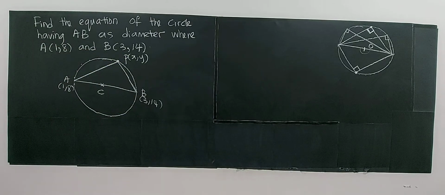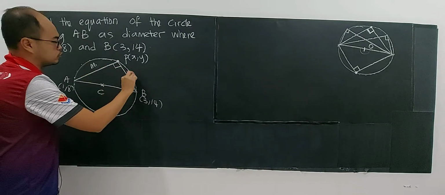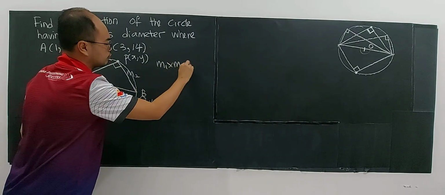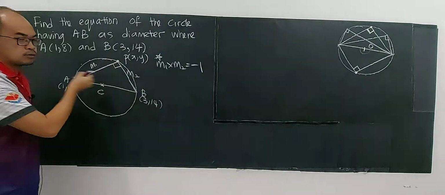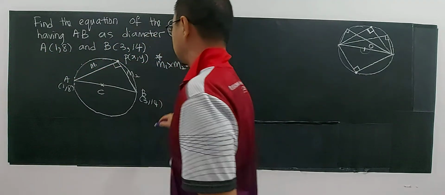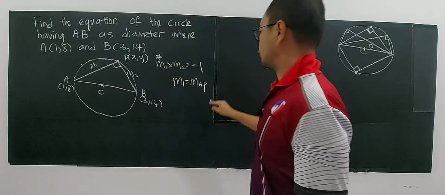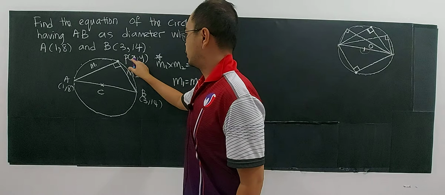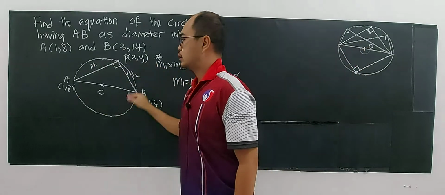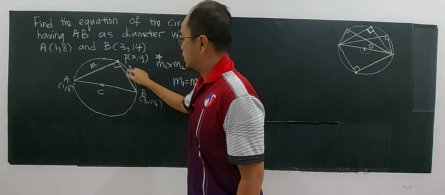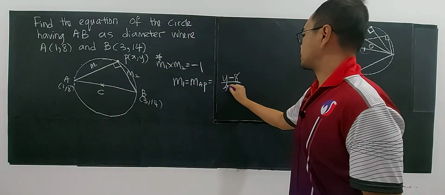For this, we use the concept of gradient. The gradient M1 times the gradient M2 will definitely be -1. Do you know why? Because BP is perpendicular to AP. So let's find M1, the gradient between point A and point P. How to find the gradient? Very simple: y1 minus y2. So y minus 8, over x minus 1. Point P (x, y) is any point on the locus of the circle with center C. So you have (y - 8)/(x - 1).